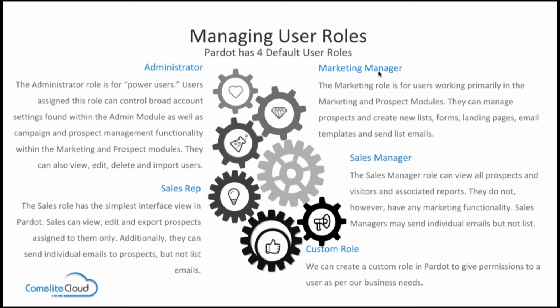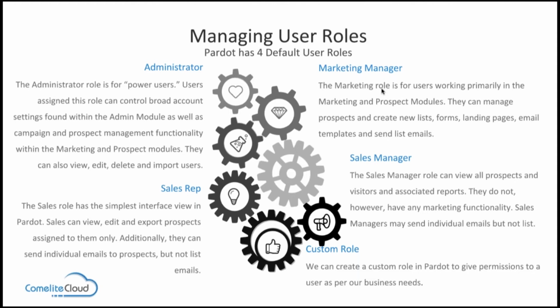The first of the four default roles is the administrator user role. The administrator user role is for power users. You can assign this role to someone who must have access to all of the Pardot accounts and settings and all the modules. So administrator has access to all settings, prospects, data, and modules. The administrator is responsible for managing the whole of your account. They can import, they can delete users, and they can manage all the user management and other things.